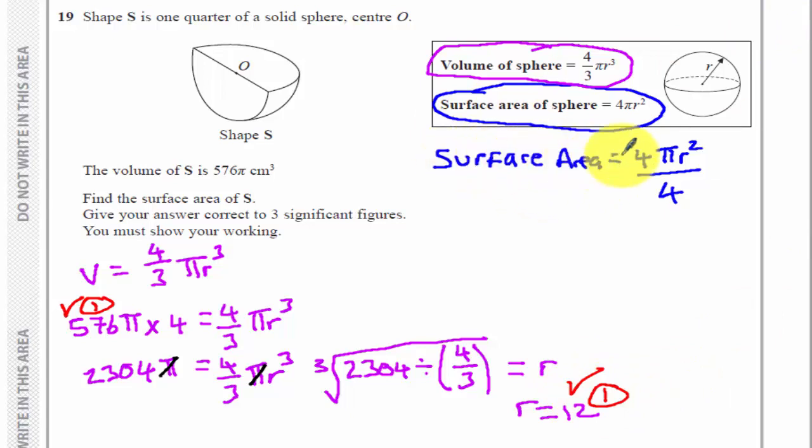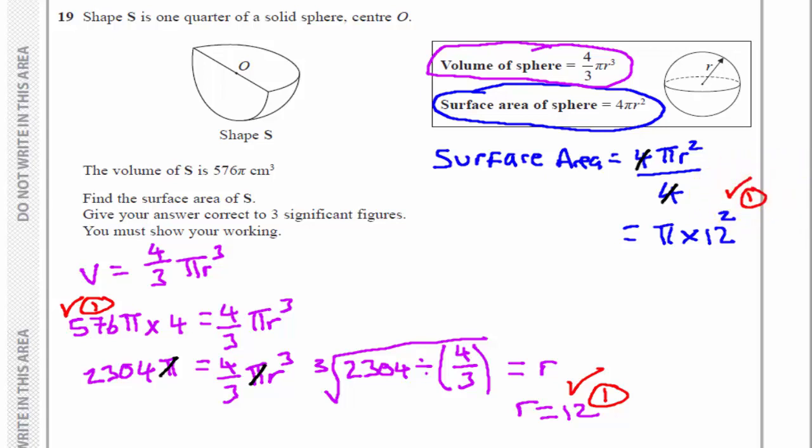So the surface area of a sphere, I hope you can see for the bit of the question I want, I can cancel those two 4s. So my surface area here then, it's tempting to think it's going to be pi times 12 squared. I've cancelled the 4, so I don't need to worry about 1/4 of it. But it's not just that. That's going to pick me up a third mark, getting that far.